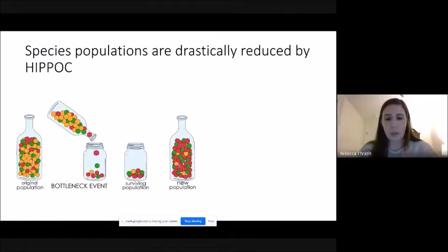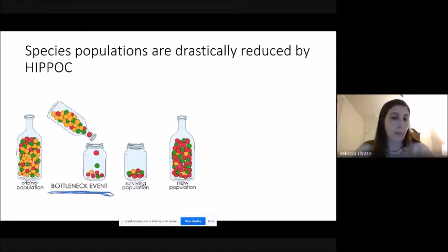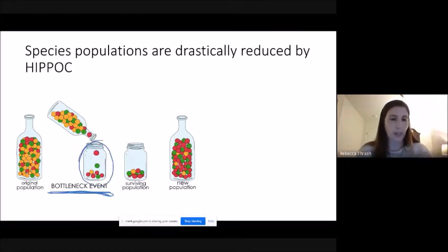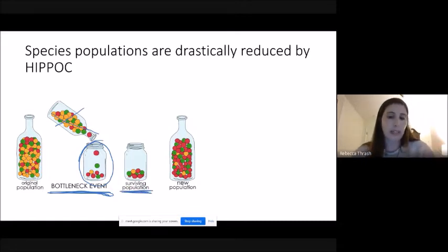One of the things we're concerned about with drastically reducing populations due to human impact would be these bottleneck events. Picking up here with the huge reduction in the population numbers, it's very possible that we could end up losing some of the genetic variation in this population simply by chance, right? We just completely wiped out a whole bunch of these individuals, and so the surviving population here is always less diverse.